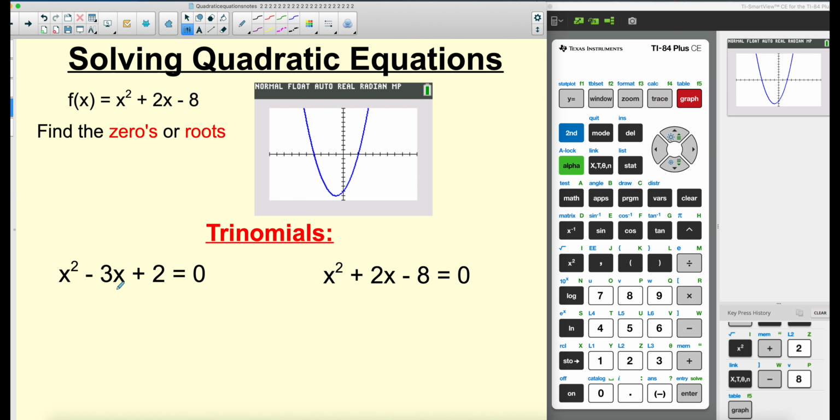Now there's going to be a few more steps because you have this equals 0 here, which makes it an actual equation. And I'll show you what to do with that. It is super simple. You already know what to do.